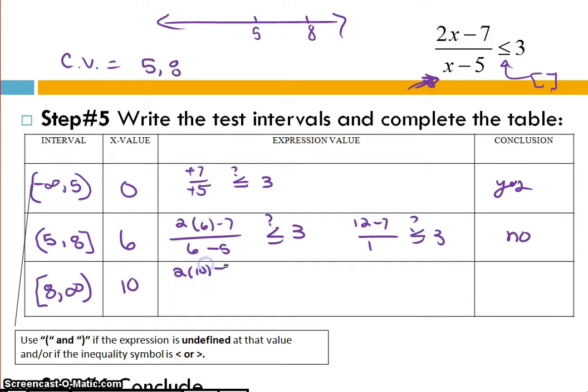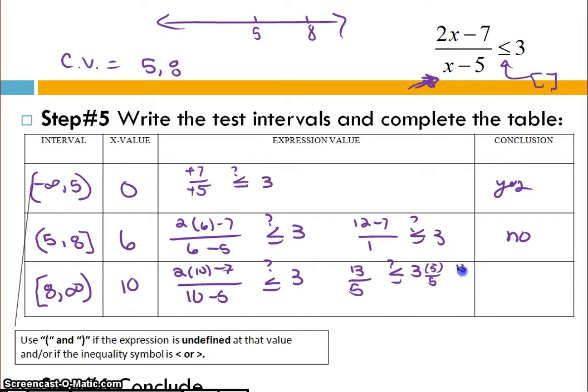So 2 times 10 minus 7 all over 10 minus 5. Is that number less than or equal to 3? 20 minus 7 would be 13 over 5. Is 13 over 5 less than or equal to 3? If I write 3 with a common denominator of 5, multiplying by 5 over 5, you get 15 over 5. So it's 13 over 5 less than or equal to 15 over 5. You could, of course, just plug 13 over 5 into a calculator, but 13 over 5 is less than 3, which is also known as 15 over 5.